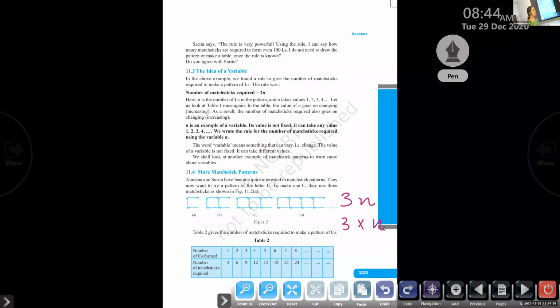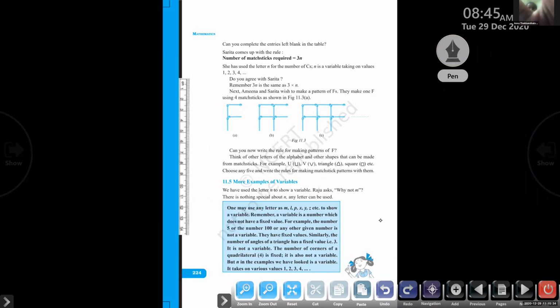Because if you have 3 toffees, you know how many toffees there are. We have 5 fingers in our hand, so you know the number. It will not change. 5 means 5, 10 means 10. You have a correct idea of what it is, isn't it? So that is a constant. But for a variable, n, you don't know the value. Yes, ma'am. According to the value which we give, the value changes.